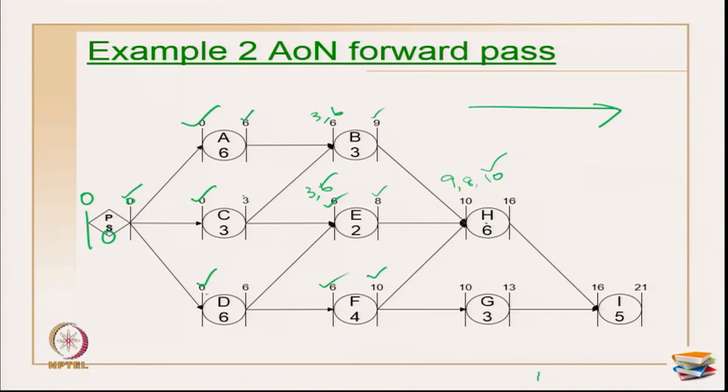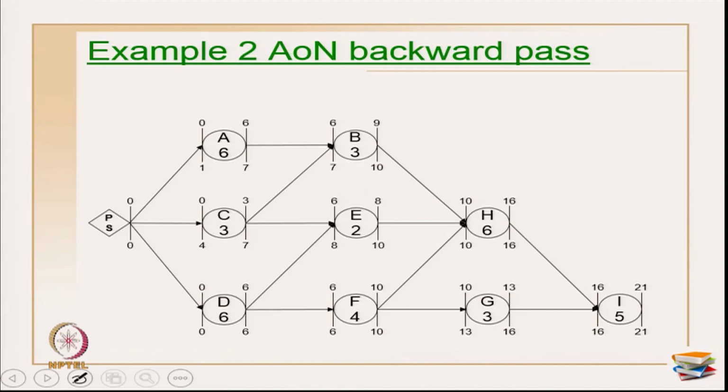So, I can start H at the earliest starting time of H, which is day 10, because I want to complete B, E and F before that. Now, this becomes 10 plus 6 is 16, and this is the same, 10 plus 3 is 13. Here again I have 2 relationships, 16 and 13, and the maximum is 16. So, my value is 16 here. 16 plus 5 becomes 21. So, this finishes my forward pass calculations.